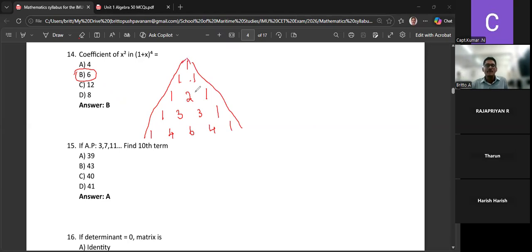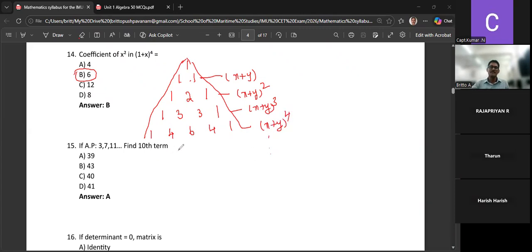Now, what are the uses of this? This first row is nothing but the expansion of x plus y. Now, the second row is the expansion of x plus y the whole square. The third row, you can find the expansion of x plus y the whole cube. The fourth row, you can find x plus y to the power 4, etc.